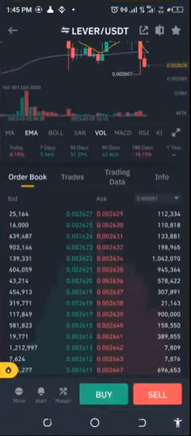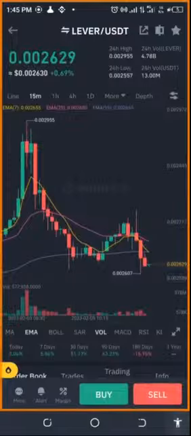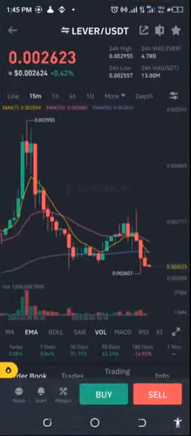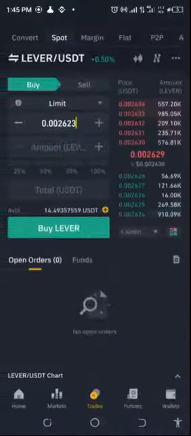All right. And as you can see, if you check the 24-hour high and low, you would see that the high is 0.002955, while the low is 0.002557. So we're going to choose something in between. We're going to actually buy this coin by limit, but we're going to put our own price, slightly lower than what we have here. Currently this is the market price, but we're going to buy by limit.